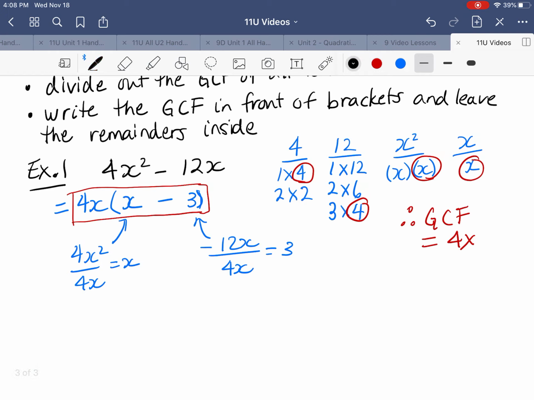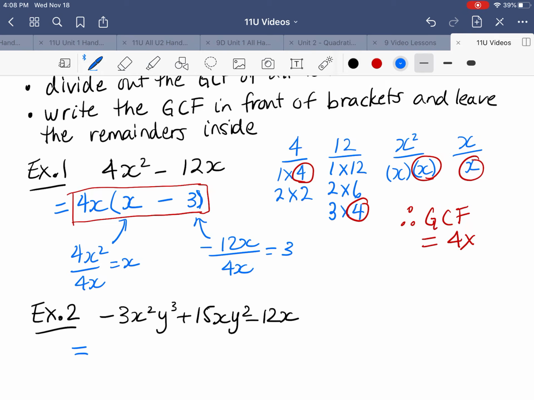Let us do another example. So our second example, we have negative 3x squared y cubed plus 15x y squared minus 12x. I'm not going to write out my big number list and my variable list looking for the greatest common factor. I'm hoping most of you can just do it by inspection, which is just looking at it and thinking in your head.